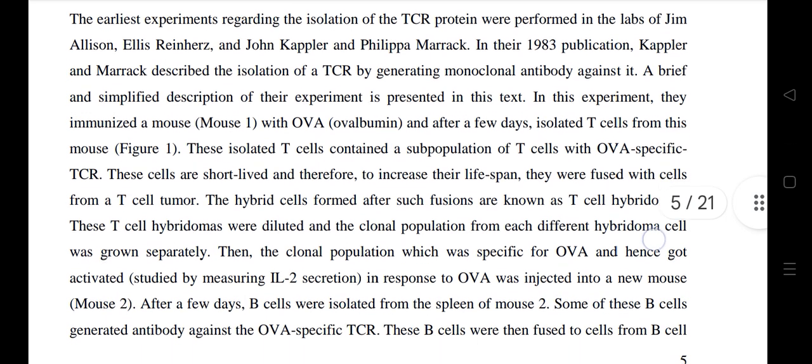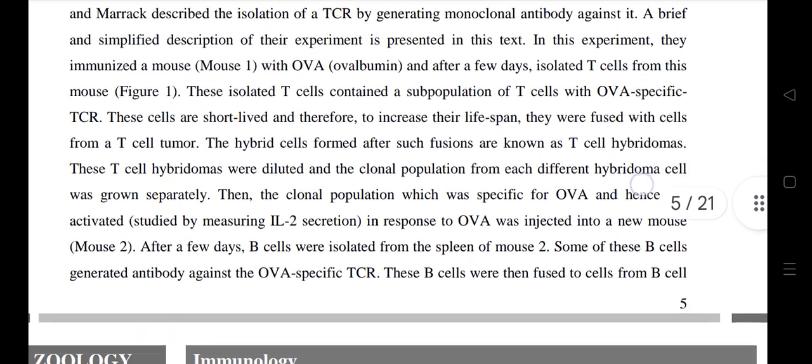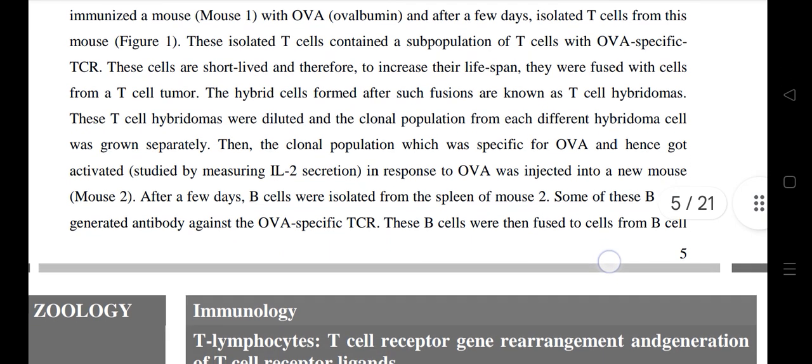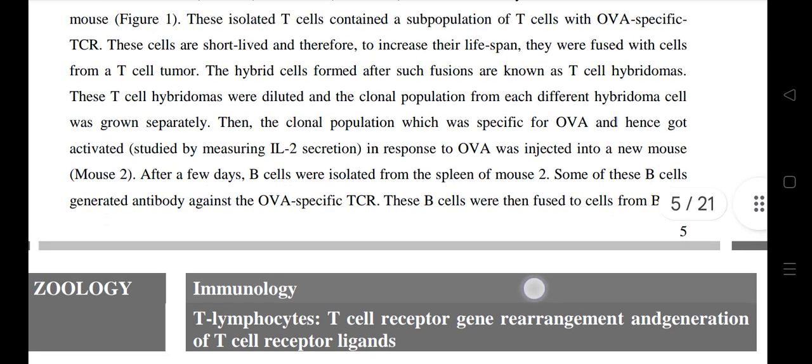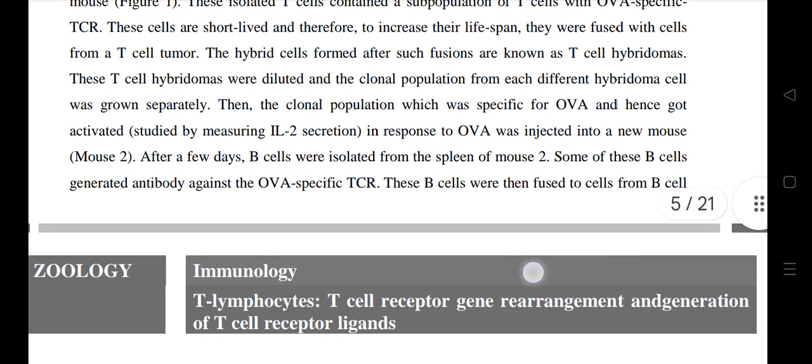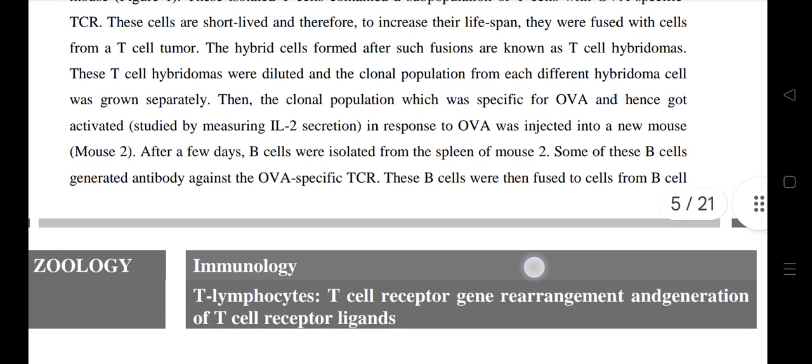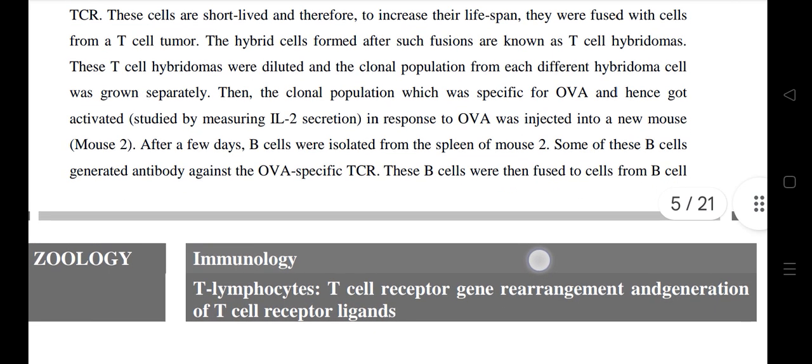So these T cell hybridomas were diluted and the clonal population from each different hybridoma cell was grown separately. Then the clonal population which was specific for OVA, as studied by measuring IL-2 secretion in response to OVA, was injected into a new mouse 2. After a few days, B cells were isolated from the spleen of mouse 2. Some of the B cells generated antibody against the OVA-specific TCR.